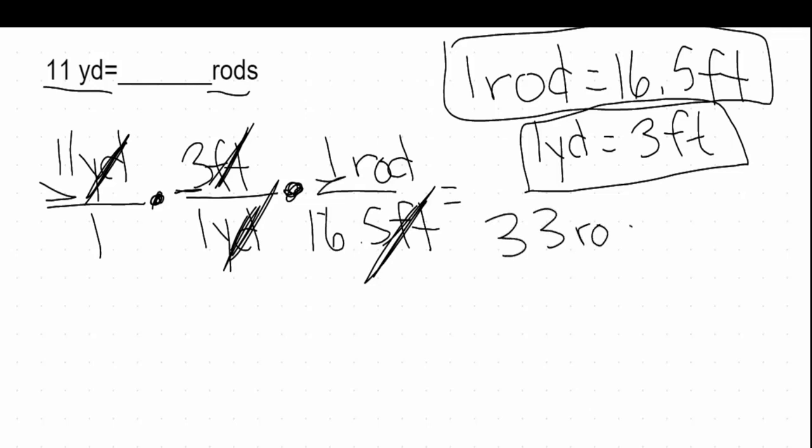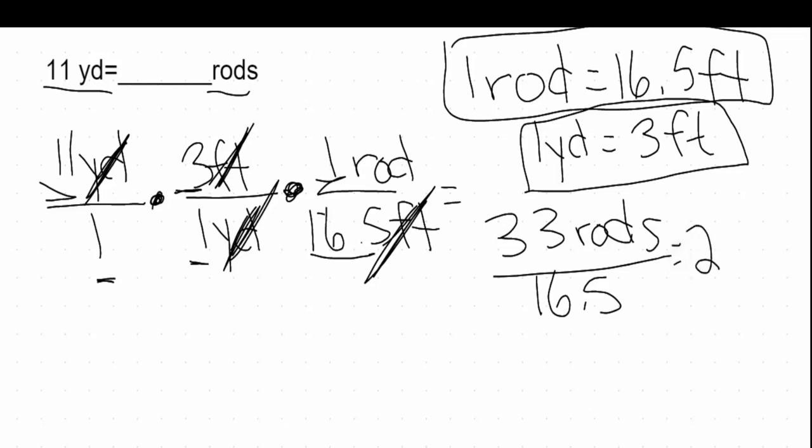So I'm left with 33 rods in my numerator, over 1 times 1 is a 1, and 1 times 16.5 is 16.5. So we just need to simplify this division here. And if we do 33 divided by 16.5, we are actually left with 2. So we get 2 rods as our answer here. So 11 yards is equal to 2 rods.